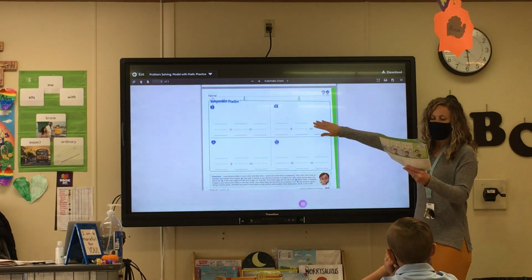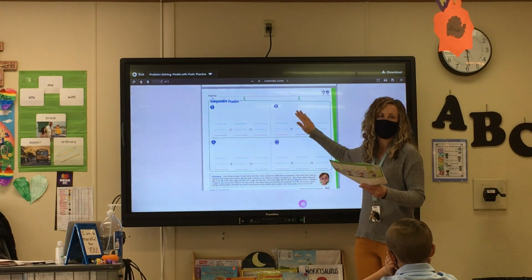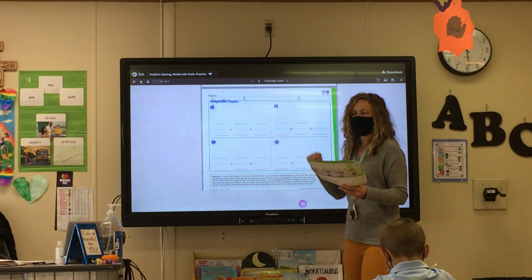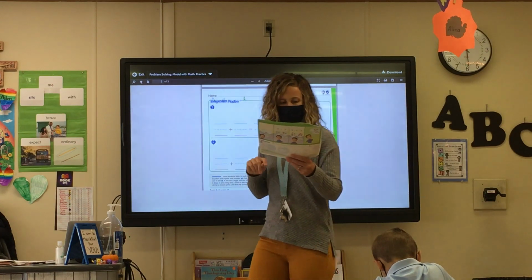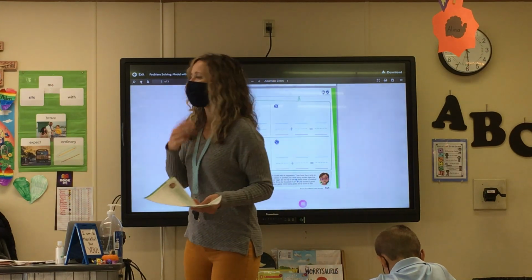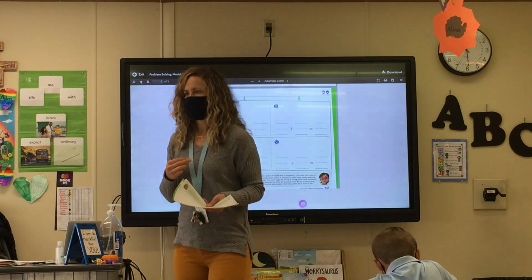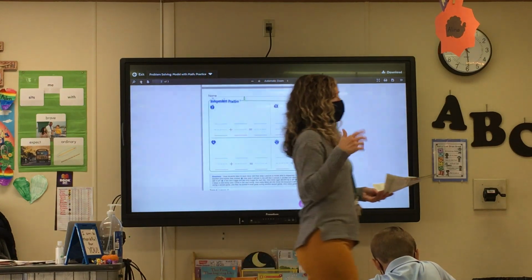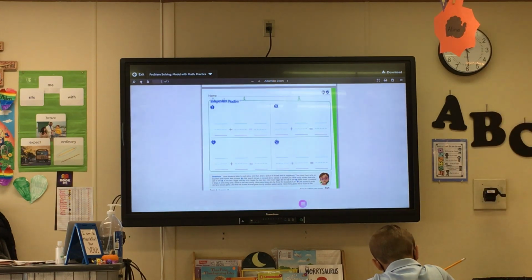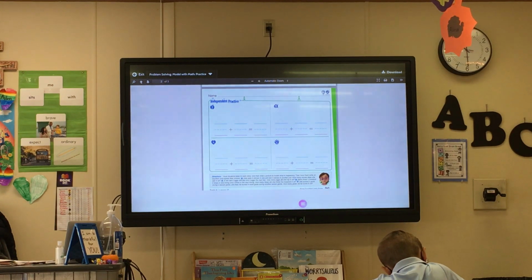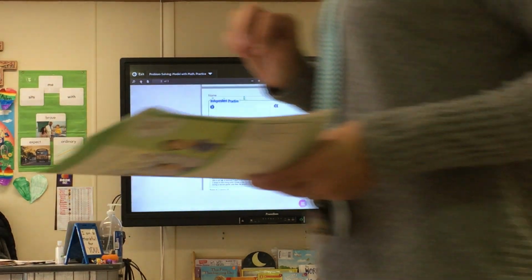Ready? A hen laid 2 eggs. Draw it for me. 2 eggs. First she laid 2 eggs, and then the next day she laid 3 eggs. How many eggs did she lay in all? So draw your counters, write your numbers in, and then go back and count how many eggs you have in all. Right in your sum. Very good.